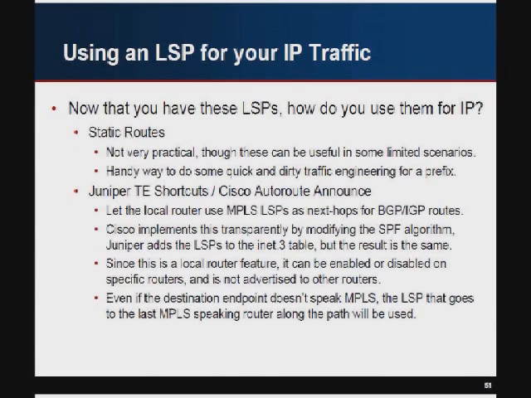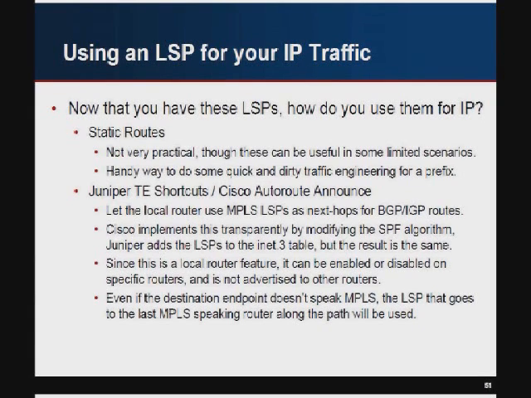What happens when you want to actually use the LSPs to forward your IP traffic? On Juniper, it's called traffic engineering shortcuts, and on Cisco, it's called autoroute. What this does is change the way the next hop resolution is done. On Cisco, it's done transparently. It's just a silent modification of their SPF algorithm. On Juniper, you're adding it to your inet.3 table. The results are the same.